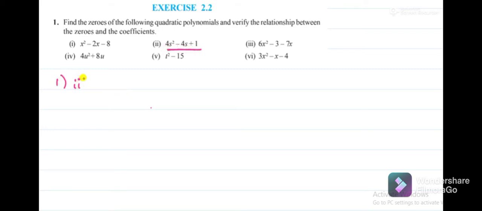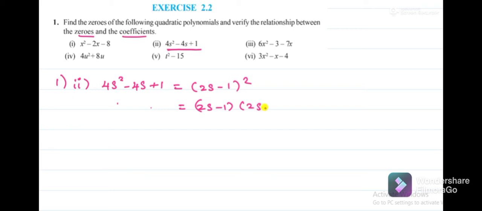We will move on to the second sum. Second question is 4s squared minus 4s plus 1. The given polynomial is like the a minus b whole squared identity. The polynomial is equal to 2s minus 1 whole squared. The two factors are 2s minus 1 into 2s minus 1. It can be equated to 0 to find the values of s. 2s minus 1 equal to 0, which implies s is equal to 1 by 2. In the same way, the other s is also 1 by 2. The two zeros are 1 by 2 and 1 by 2.